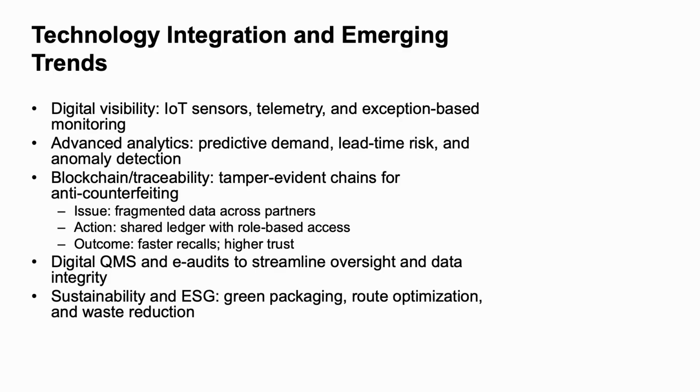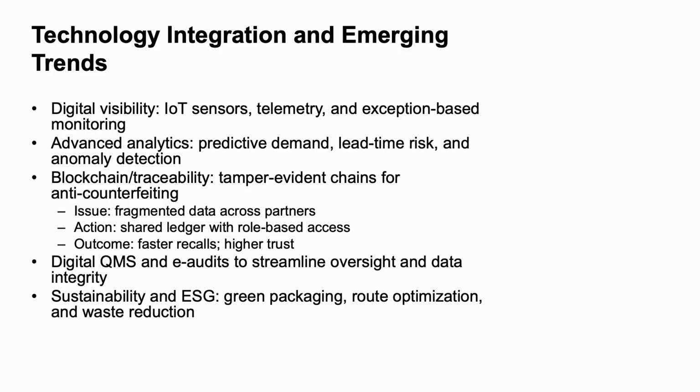Blockchain and related traceability technologies address the long-standing problem of fragmented data and asymmetric visibility across partners. A shared, tamper-evident ledger with role-based access can improve end-to-end serialization, enhance anti-counterfeiting defenses, and accelerate targeted recalls. The key is to integrate such tools with existing enterprise systems and to establish data standards, governance, and legal agreements that preserve privacy and accountability. Digital Quality Management Systems, QMS, and audit streamline document control, change management, and supplier oversight while strengthening data integrity controls in line with ALCOA Plus principles.